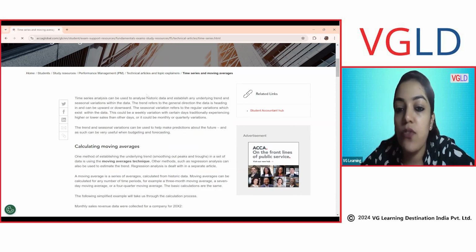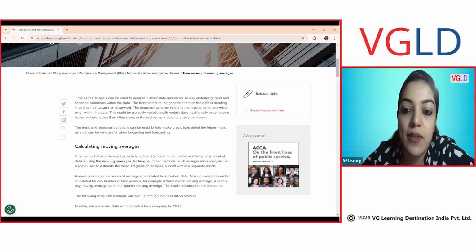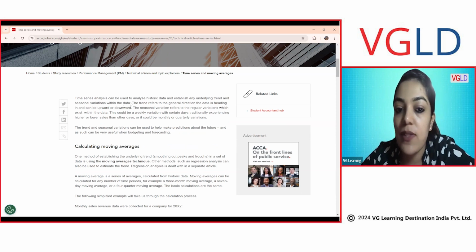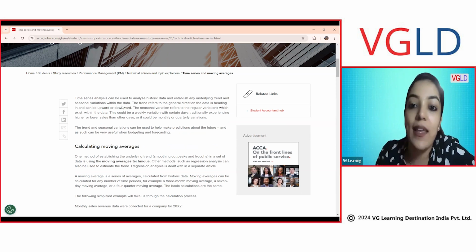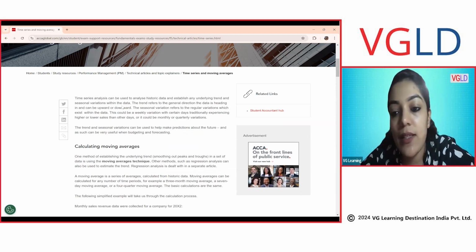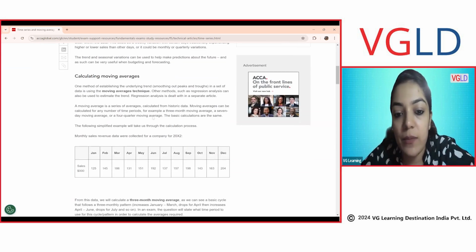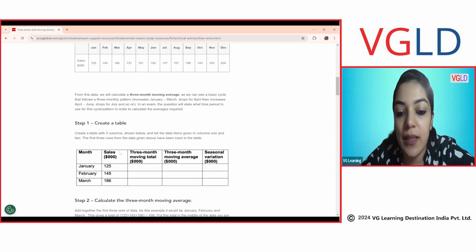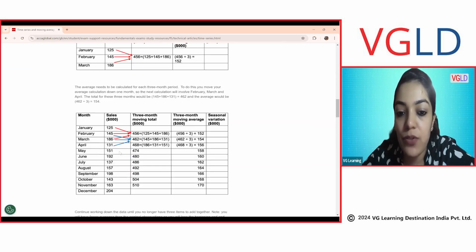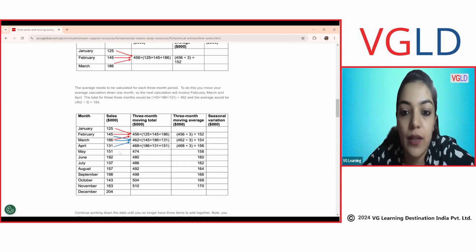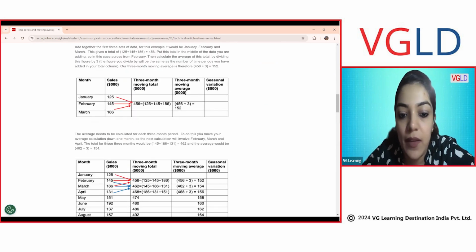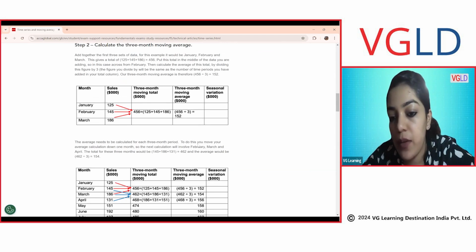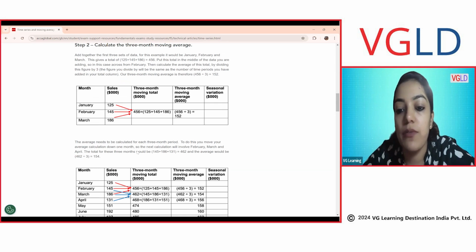Time series analysis can be used to analyze historic data and establish any underlying trend and seasonal variations within the data. So they are telling you, and they will explain to you the topic in such length, in detail, that it becomes crystal clear. So calculating moving averages, creating a table, they have taken up a question also for solving. Okay, so what are the steps? So, for example, the average needs to be calculated for each 3-month period. To do this, you move your average calculation down 1 month. So, the next calculation will involve this.